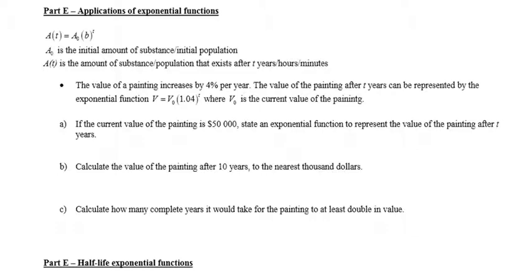So A naught is the initial amount of the substance or the initial population. It's your starting value, where you're starting out at. A of t is the amount of substance or population that exists after t years, hours, minutes, whatever the thing is growing by. Okay, value of a painting increases by 4% per year. The value of the painting after t years can be represented by the exponential function V is equal to V naught times 1.04 to the t, where V naught is the current value of the painting. If the current value of the painting is $50,000, state an exponential function to represent the value of the painting after t years. So what are we going to write?